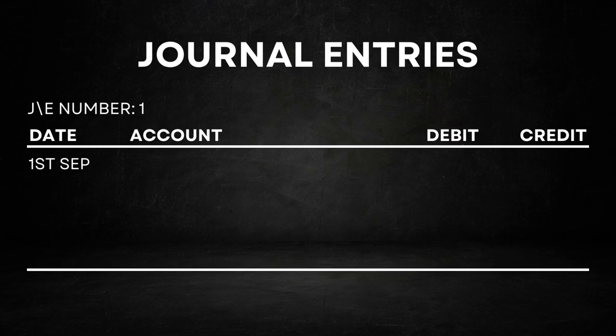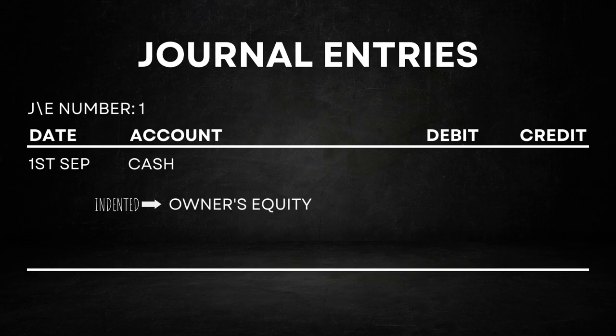Following that, we'll list the names of the accounts impacted by the journal entry. For example, in our case, we have cash and owner's equity. Notice how owner's equity is indented? This indentation helps us identify the account that is being credited. The journal entry also includes separate columns for recording the debits and credits for each account involved.